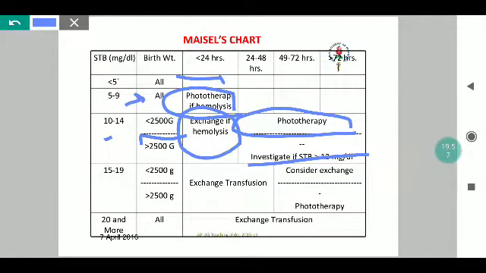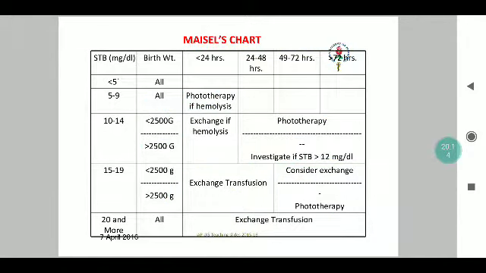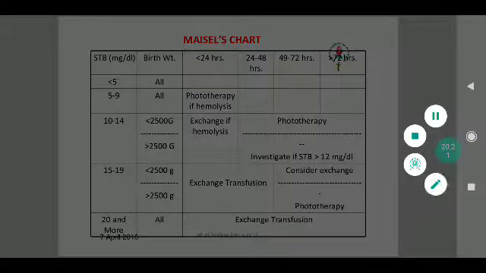15 to 19 mg per deciliter, exchange transfusion to be considered initially, and later on consider exchange or phototherapy if the need be for low birth weight. This 24 depends on the number of hours of life, and this is the further hours of life here. Subsequently, if levels are more than 20, irrespective of birth weight, go for exchange transfusion.